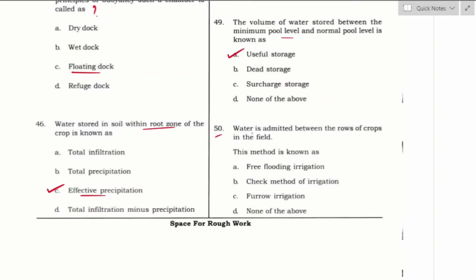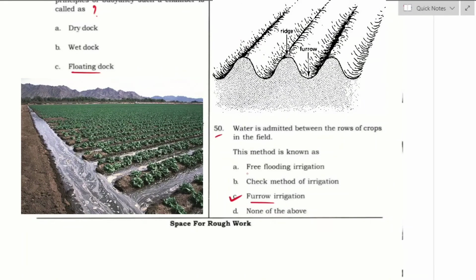Question number 50. Water is admitted between the rows of the crops in the field. This method is known as furrow irrigation. In the following figure you can observe the method of furrow irrigation. Furrow irrigation method is a class of surface irrigation in which the field is divided into furrows and ridges, where the water is applied in furrows and the crops are grown on ridges.